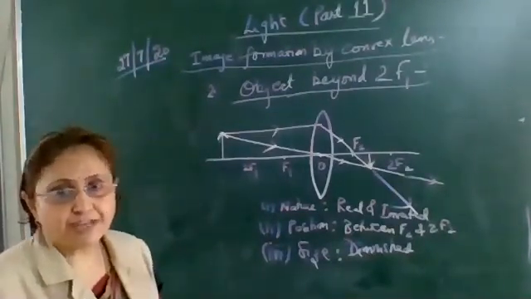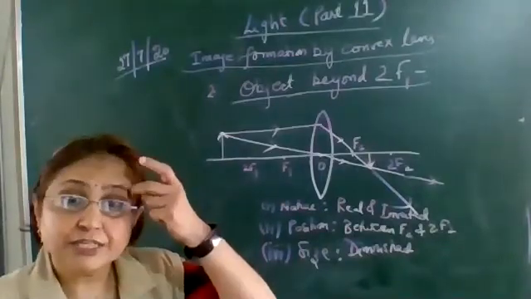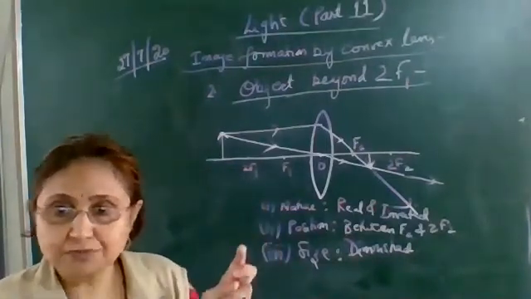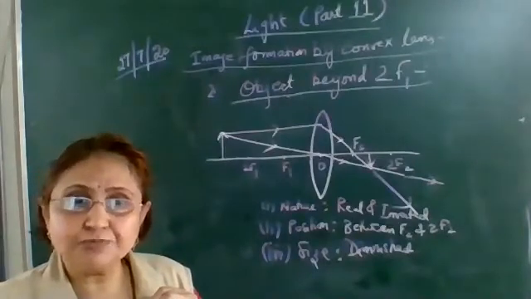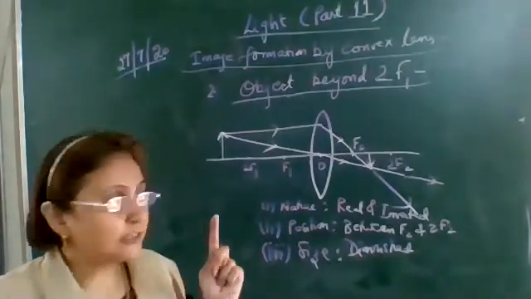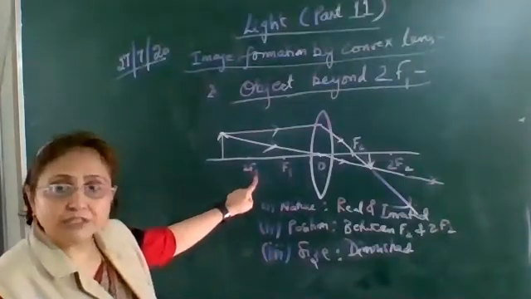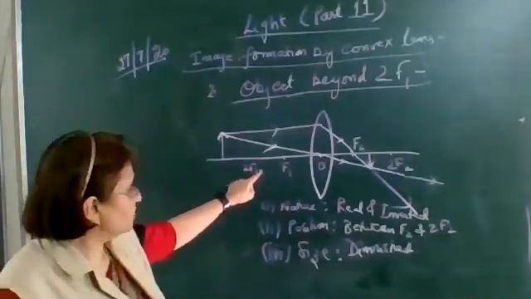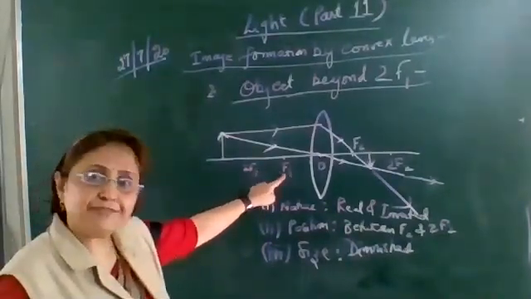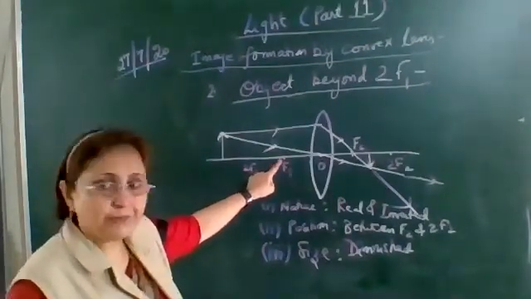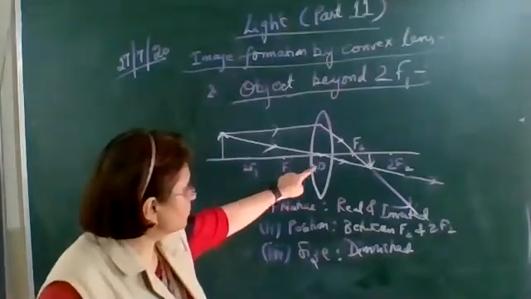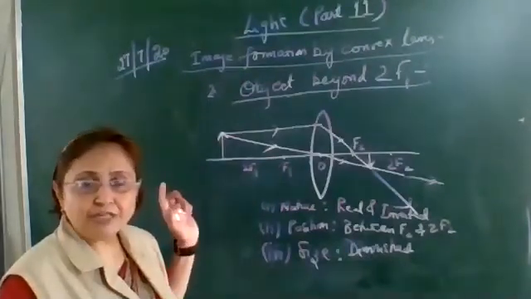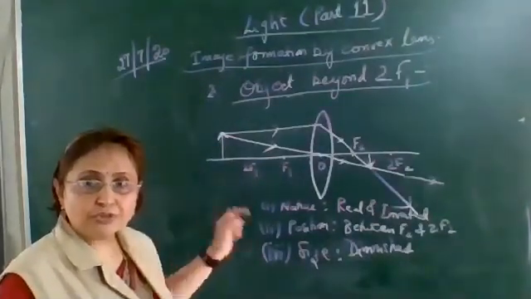So 2 positions we have discussed today. The first position is object very, very far away, that is at infinity. We are bringing the object closer. The second position is object beyond 2F1. Now the third position, as we are bringing it closer, will be object placed at 2F1. Then the next position will be object placed between 2F1 and F1. Next position will be object at F1. Then the last position will be object between optical center and focus. The next positions we will discuss tomorrow. So note down all this.